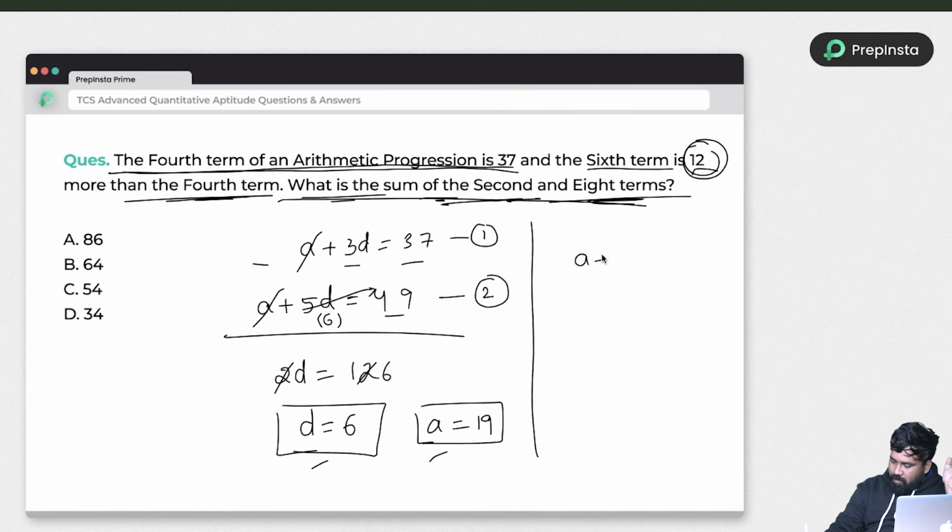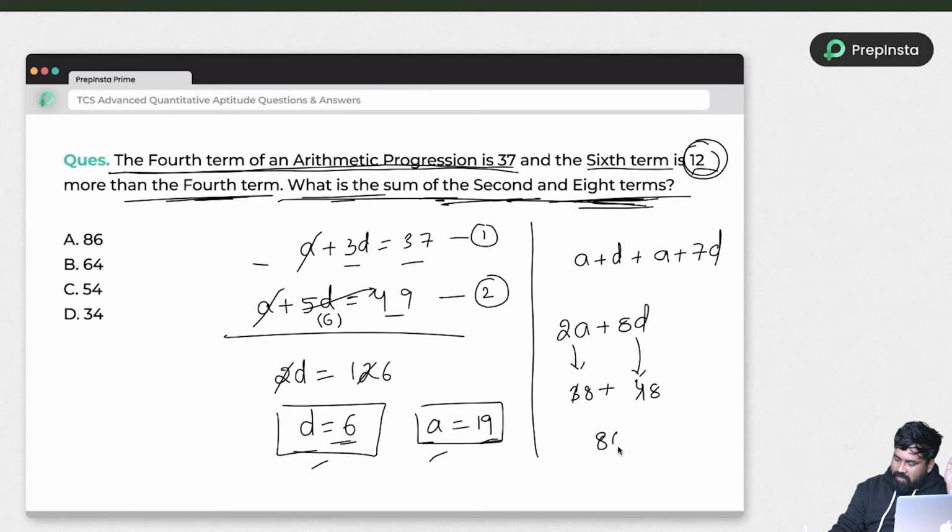Second term will be A plus D, and eighth term will be A plus 7D. So total 2A plus 8D. 2A is nothing but 38. Why? Because 2 times 19. 8D is nothing but 48. So 38 plus 48 is 86. So option A is correct.